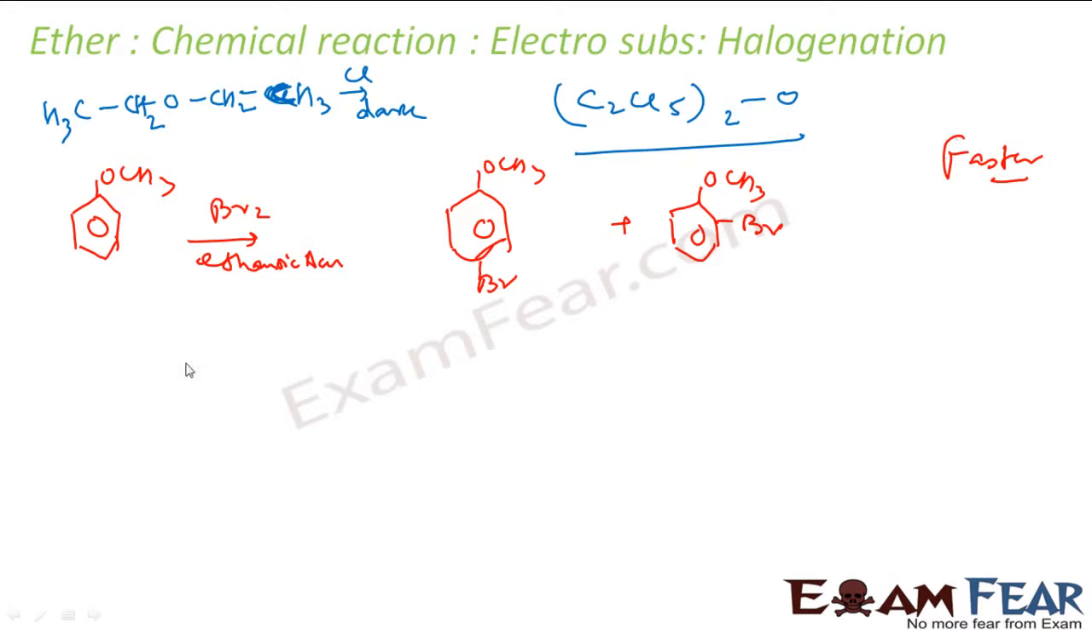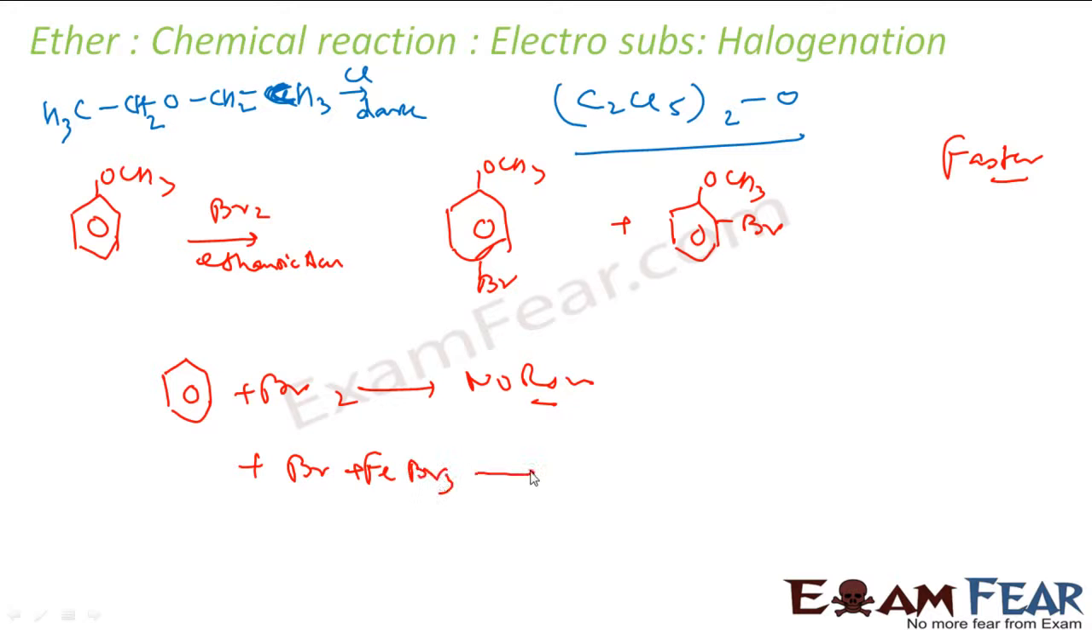Why? Because if you take a normal benzene, you add a bromine, there is no reaction. But for the reaction to happen, generally we add bromine and we add something called FeBr3 and we give some heat. Right? With that we see a bromination happen. But here we see directly you are getting the bromination reaction. So this is pretty fast as compared to benzene. Why? Because OCH3 activates the ring for electrophilic substitution reaction.